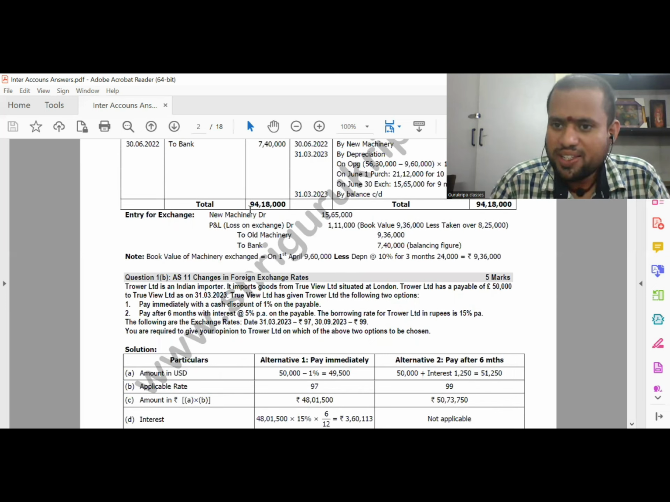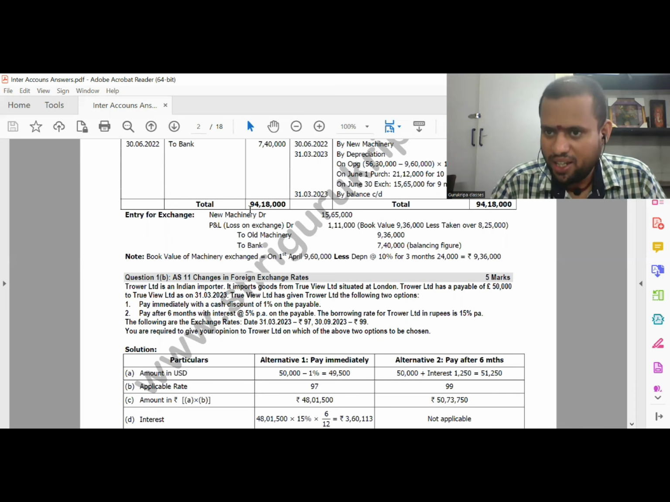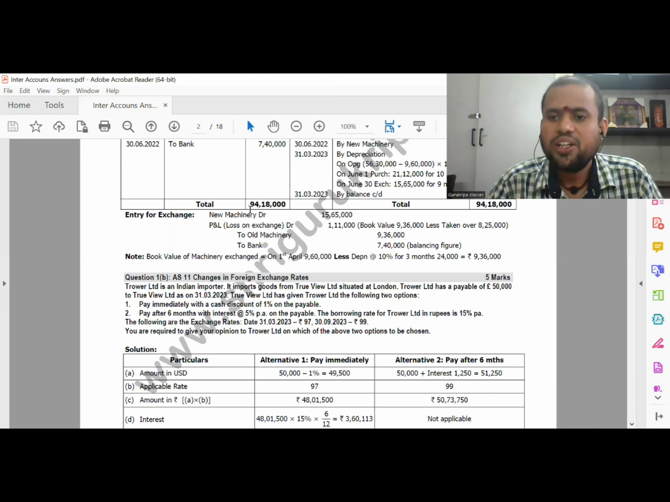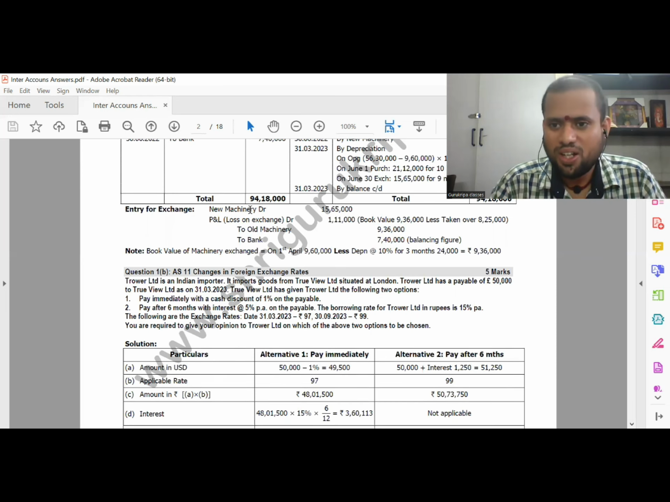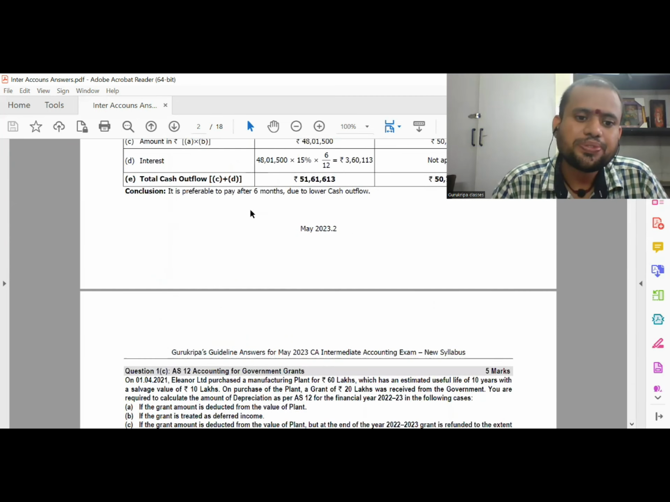Second question, AS 11 question. As such, this question is not there. However, this sum is there in final SFM, Strategic Financial Management. But the common sense question is no more difficult. If you pay cash discount immediately, 1% will be there, and you have to use the spot rate. After 6 months, you have to add interest and use the forward rate. Finally, whichever is beneficial, you have to choose. So it is a simple question, but this question is not there in the book.